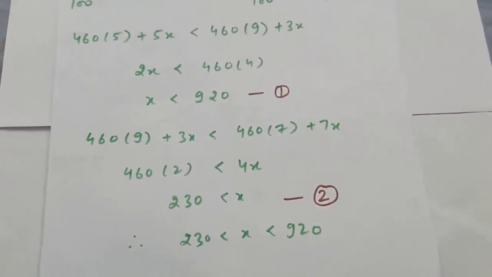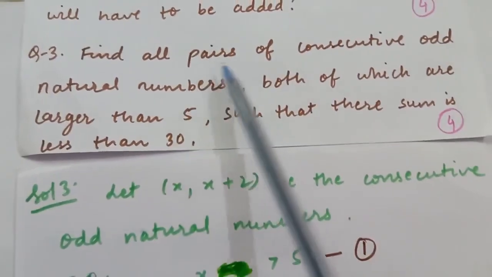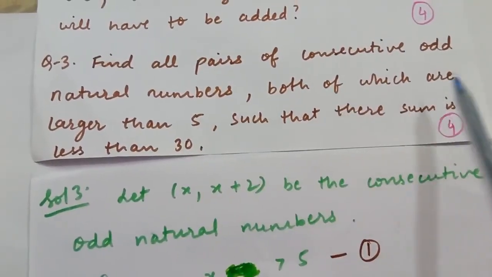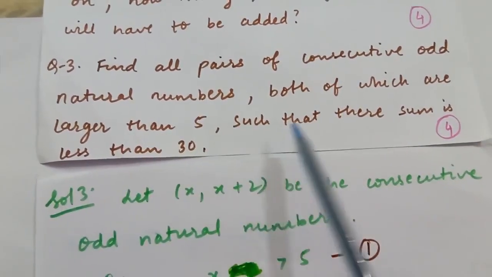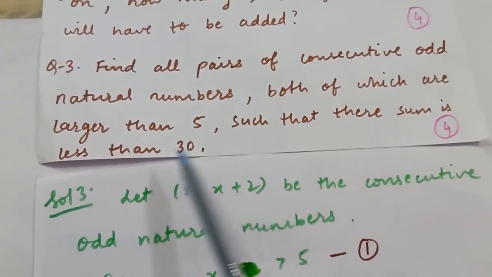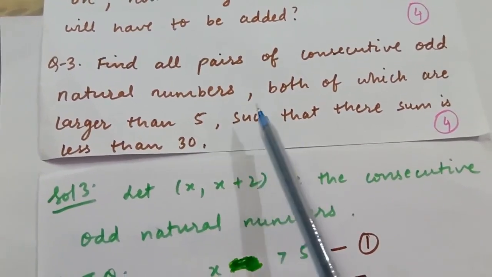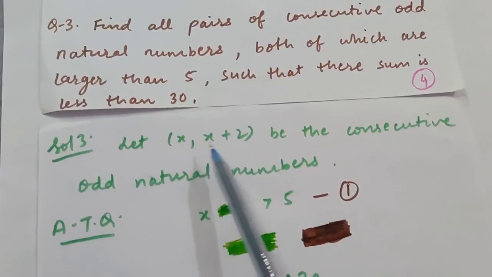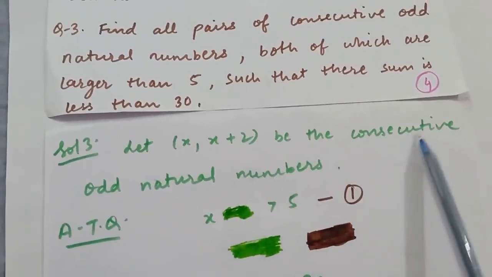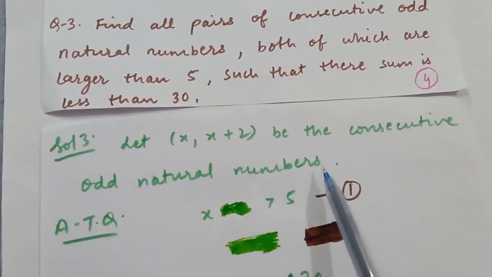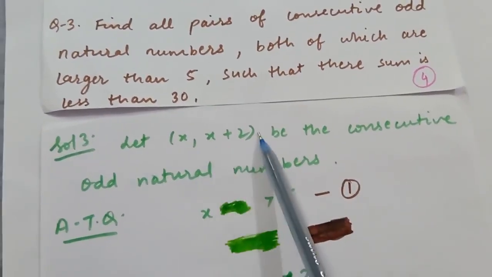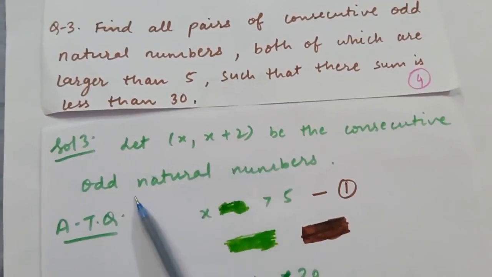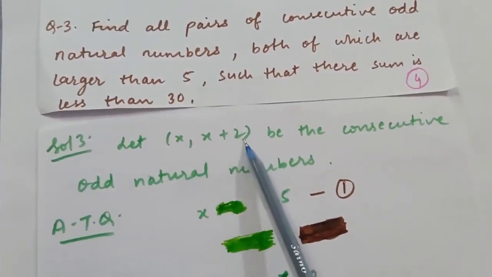Clear? Question number third. Find all pairs of consecutive odd natural numbers, both of which are larger than 5, such that their sum is less than 30. So we have to find the pairs. Let x, x + 2 be the consecutive odd natural numbers. We have taken x + 2 because after x, the next odd natural number will be x + 2.